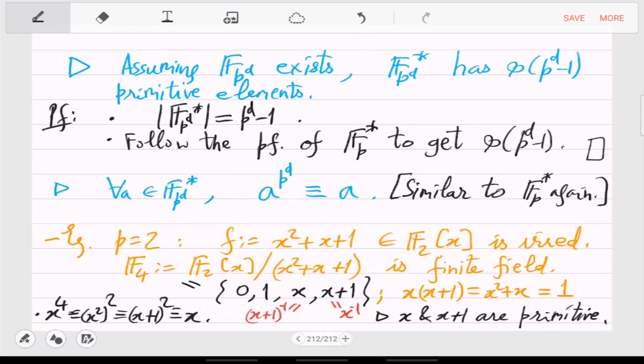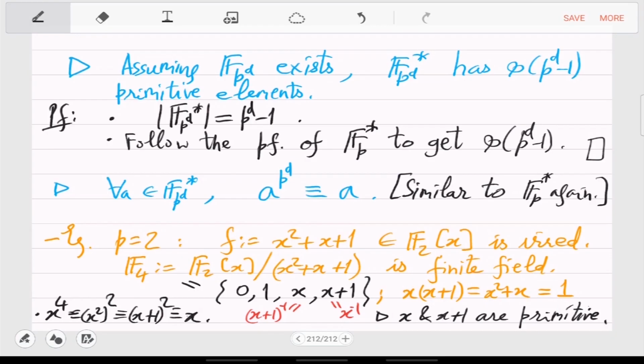X generates itself, then x square generates what? X square is x plus 1, and what is x cube? X cube is 1. Right, so order of x is 3, it generates 3 elements, and order of x plus 1 is also 3, it generates 3 elements. So these are the primitive elements. So whatever I have written above, I was not bluffing.